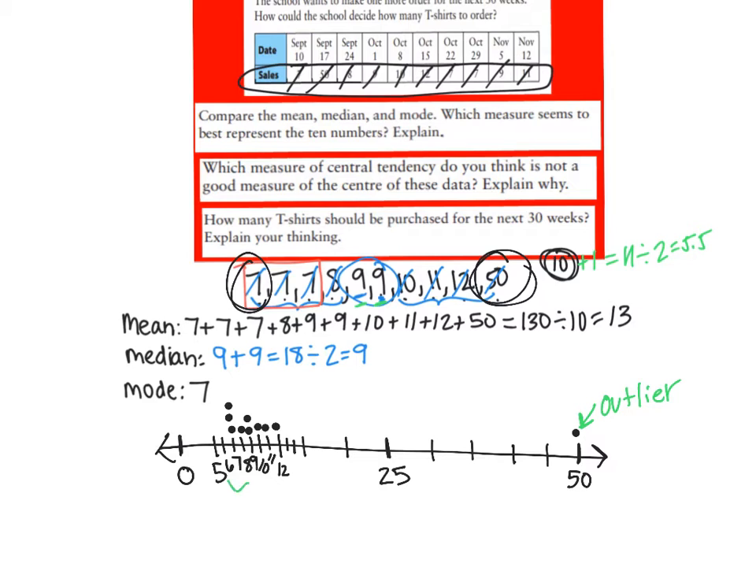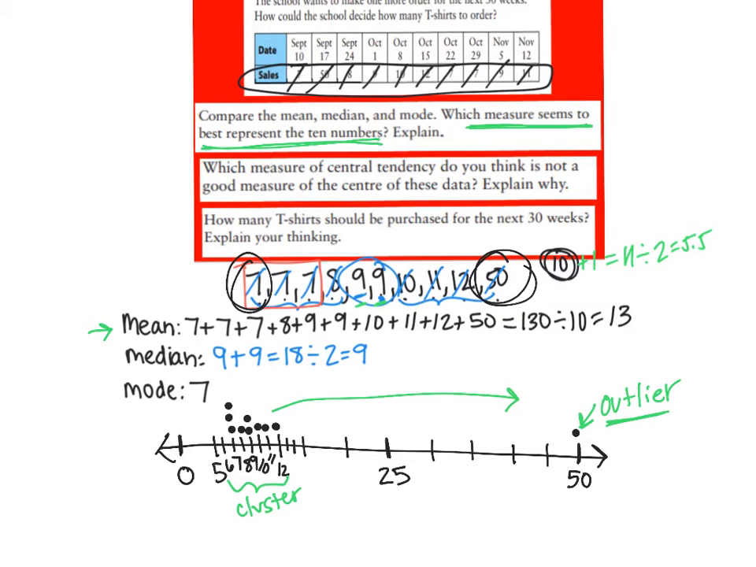So most of my numbers are grouped here in this cluster, between 7 and 12, and then I have this outlier that's way out here all by itself. We learned when we talk about which measure of center best represents the 10 numbers, we learned that the mean is the best option, right? However, when there is an outlier, my mean gets pulled toward the outlier.